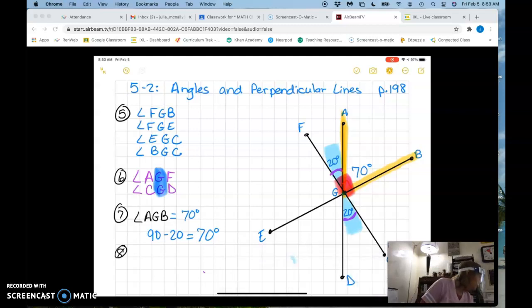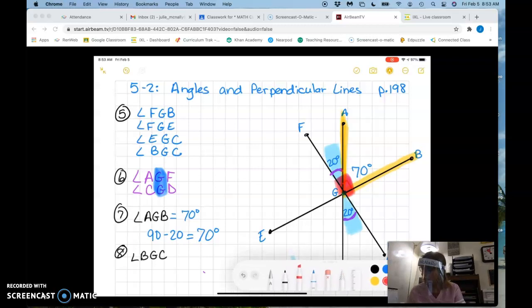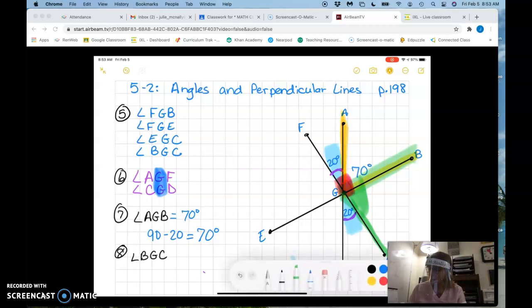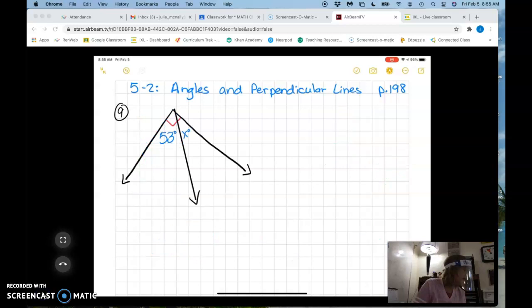And number 8 says find the measure of BGC. So let me highlight again. BGC is this angle right here. And we know already that that equals 90, because we named it up top in number 5. Right there.